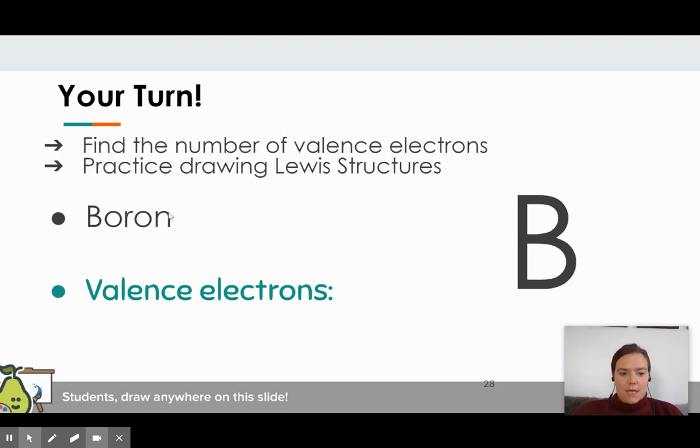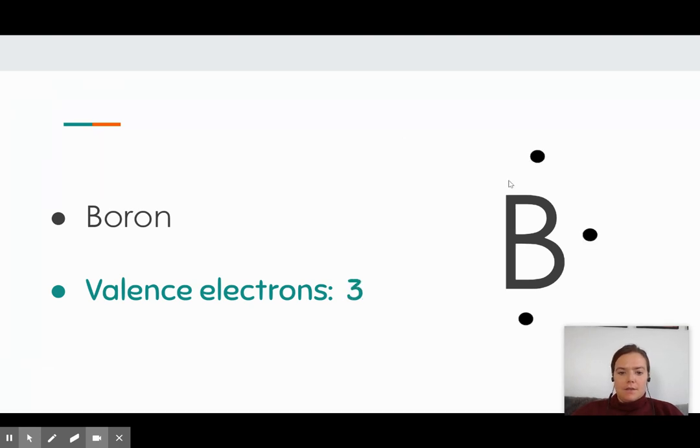Boron, okay. Let's try this one. Boron, how many valence electrons? So what column is it in? And then how are the dots going to be drawn? So boron has 3 valence electrons. It's in the third column. You have 1, 2, 3 that are drawn. So 1, 2, 3. This is the correct version. You have to have 1 on each side before they get paired.